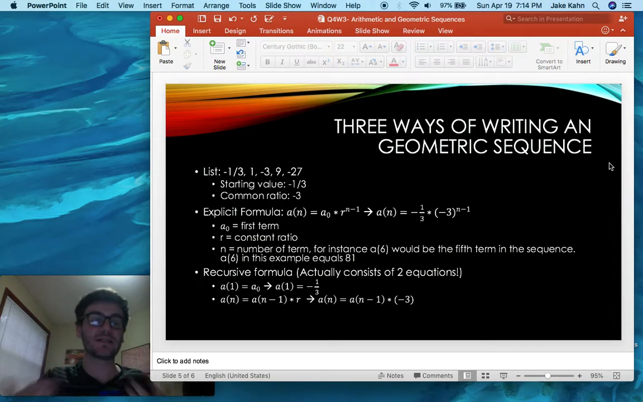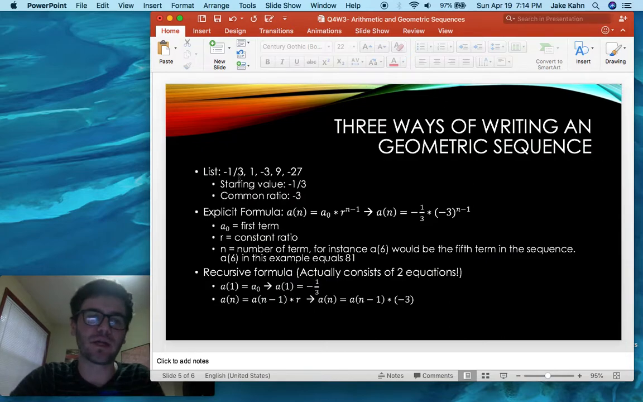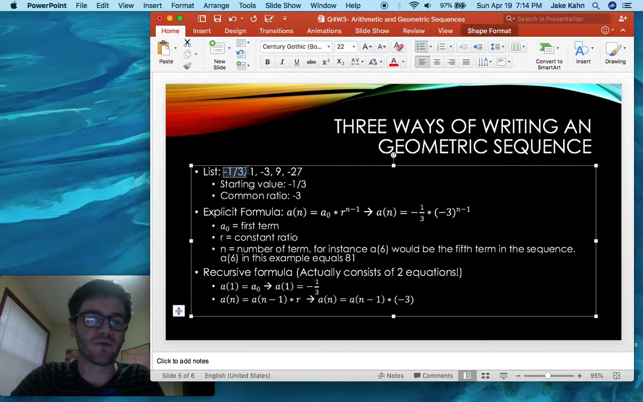Let's say that you have a list of values. Again, a list is the first way of writing a geometric sequence, just listing the numbers one after the other. So our list that we're going to use for this example reads -1/3 as our first number, 1, -3, 9, -27. Our starting value is -1/3. Obviously, it's the first number.